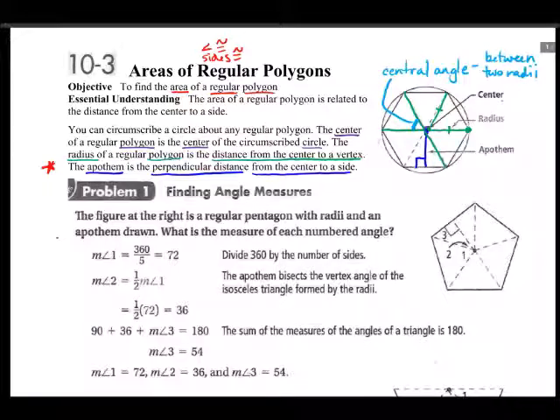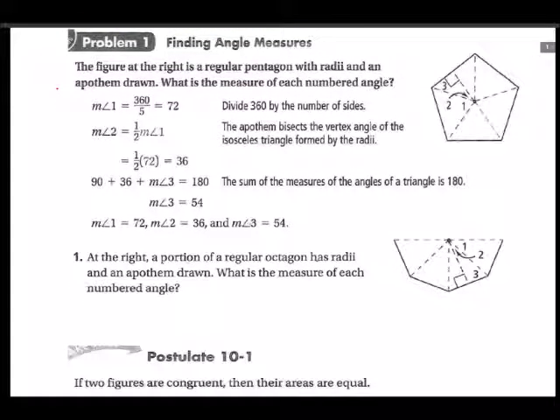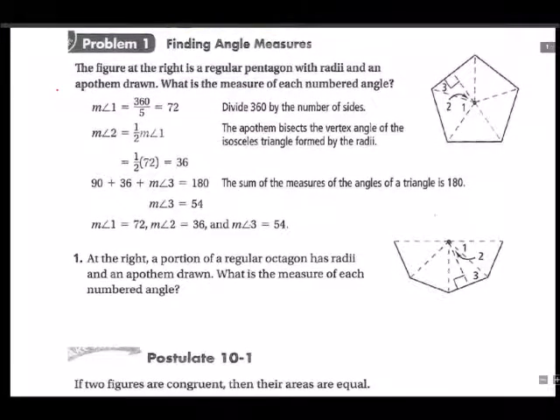What are we going to do with this? Well, let's look at this. Finding angle measures. The figure at the right is a regular pentagon. And what do we know about a pentagon? We know that a pentagon has 5 sides. N equals 5. And we have our given radii and our apothem. And we want to find the numbered angles.